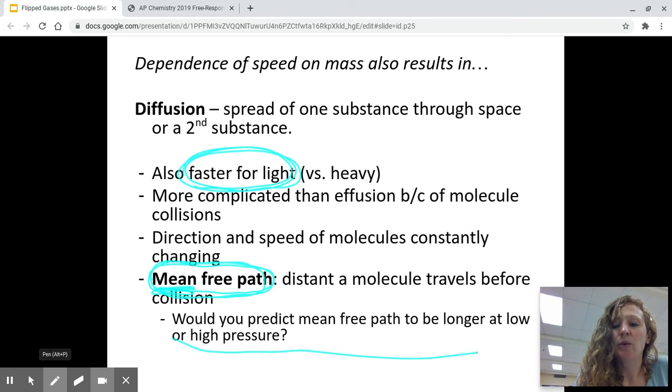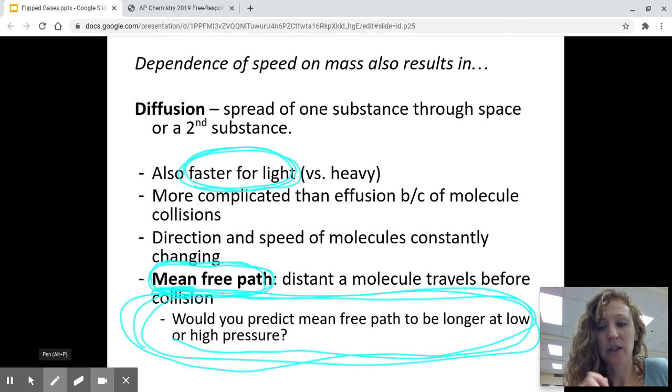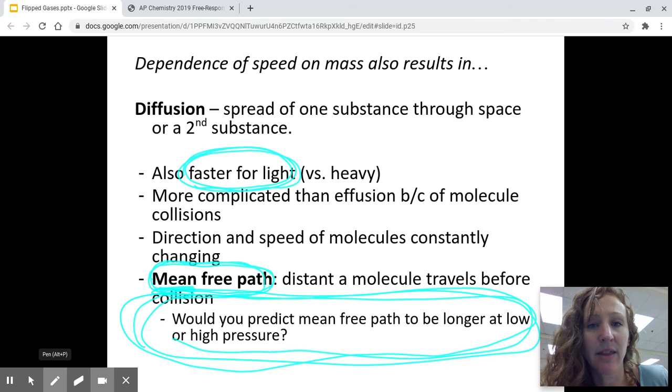This would be a good question that comes out of that term. Would you expect the mean free path to be longer for a molecule at low pressure or high pressure? Again, this would be a good time to pause and think about that.